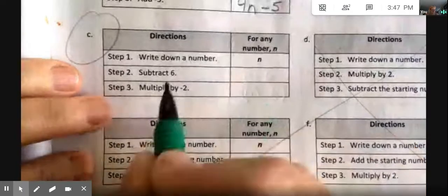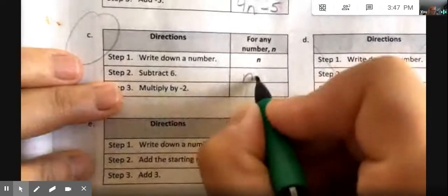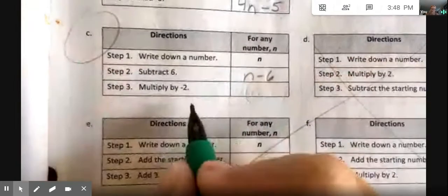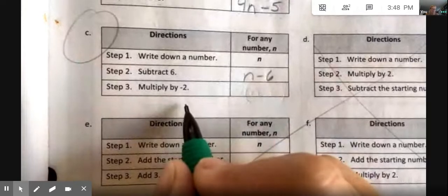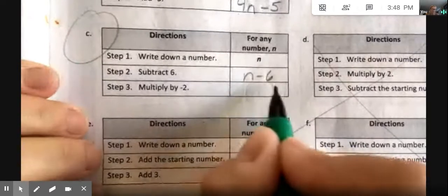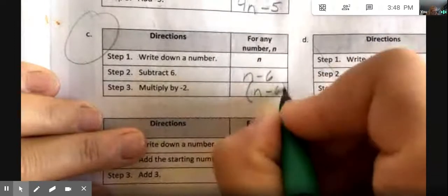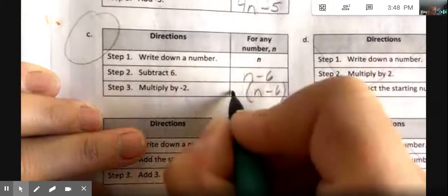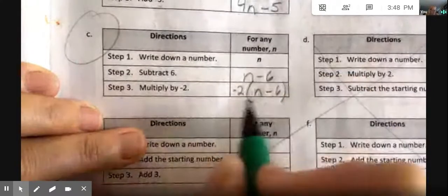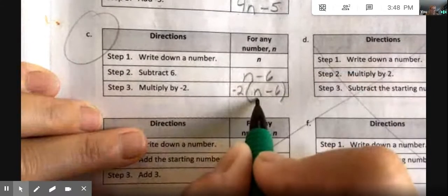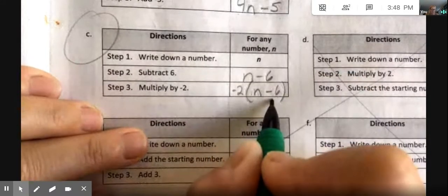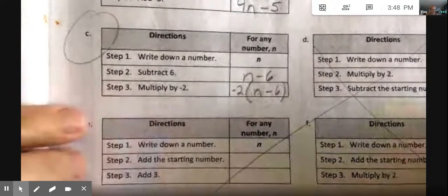Write down a number n, subtract 6, so we'll have n minus 6. And then we're going to be multiplying it by a negative 2. So remember, we have to multiply this whole thing by negative 2. So let's put n minus 6 into parentheses, and we can have the negative 2 out in front to show that we are multiplying the negative 2 with the n, and also the negative 2 with the negative 6.